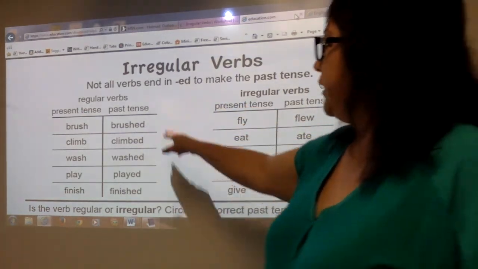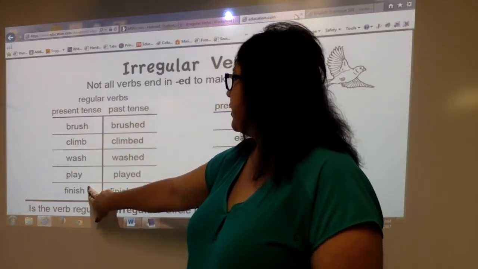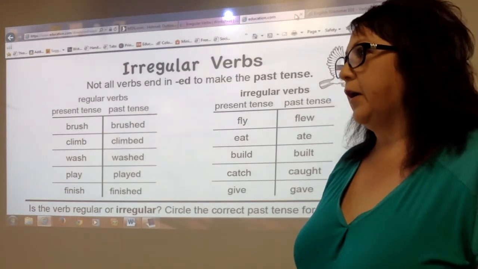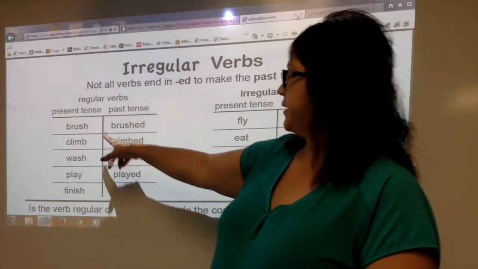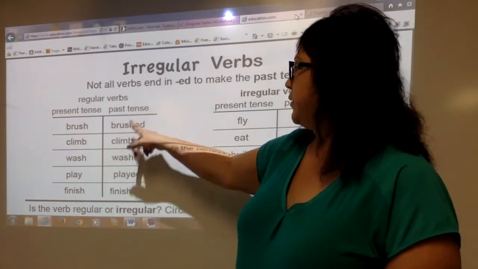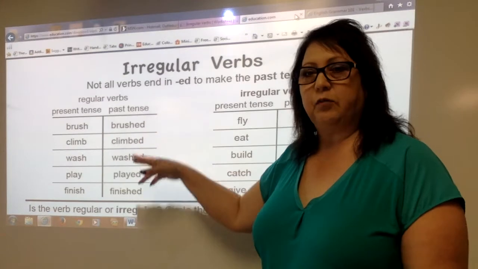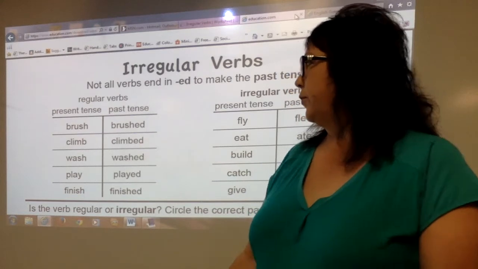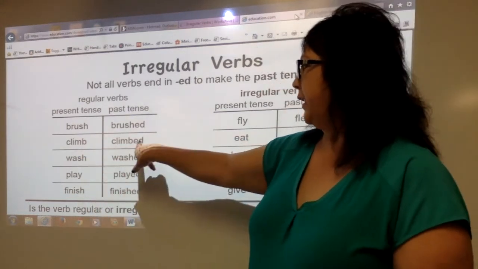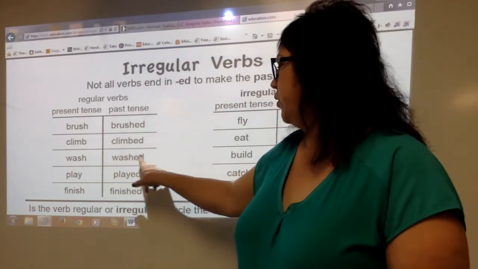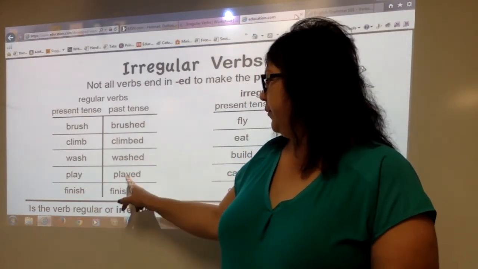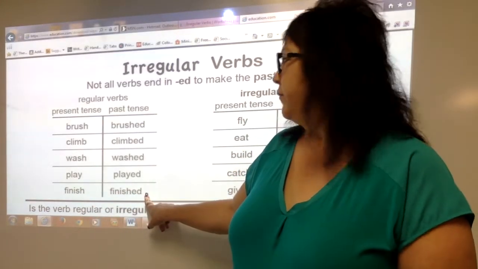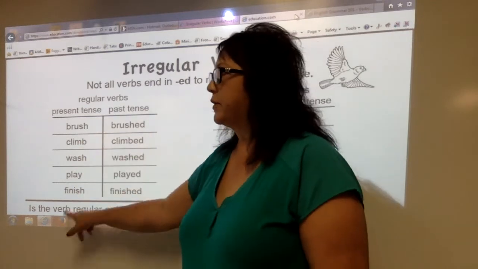So, regular verbs are listed here. The present tense of verbs and the past tense. A little simpler than the last page that we were working on. So, present tense, brush. Past tense, brushed. This is what you normally see, what you would normally put an ed at the end of something to make it a past tense verb. Climb, climbed. Wash, washed. Play, played. Finish, finished. Past tense, regular verbs.